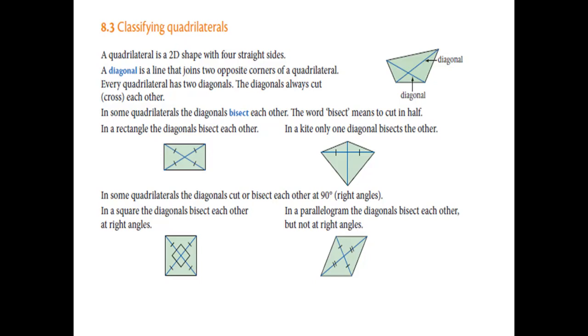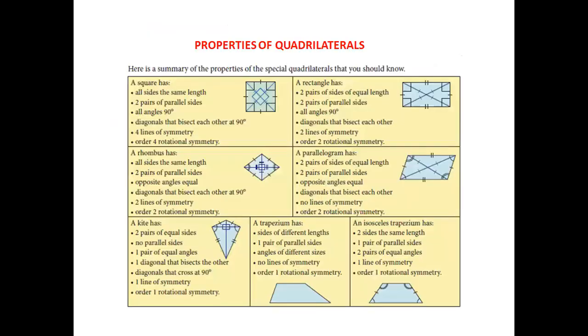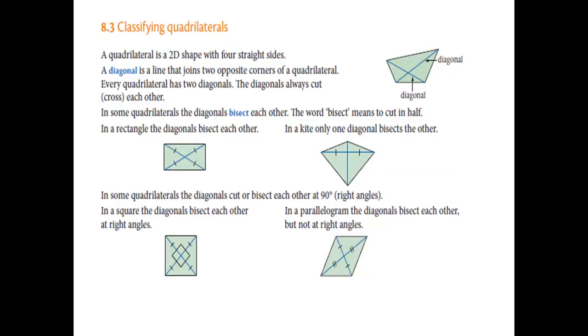Okay, so let's read first of all. A quadrilateral is a 2D shape. Let's explain why. It's a shape of 2D because it has got only height and length.